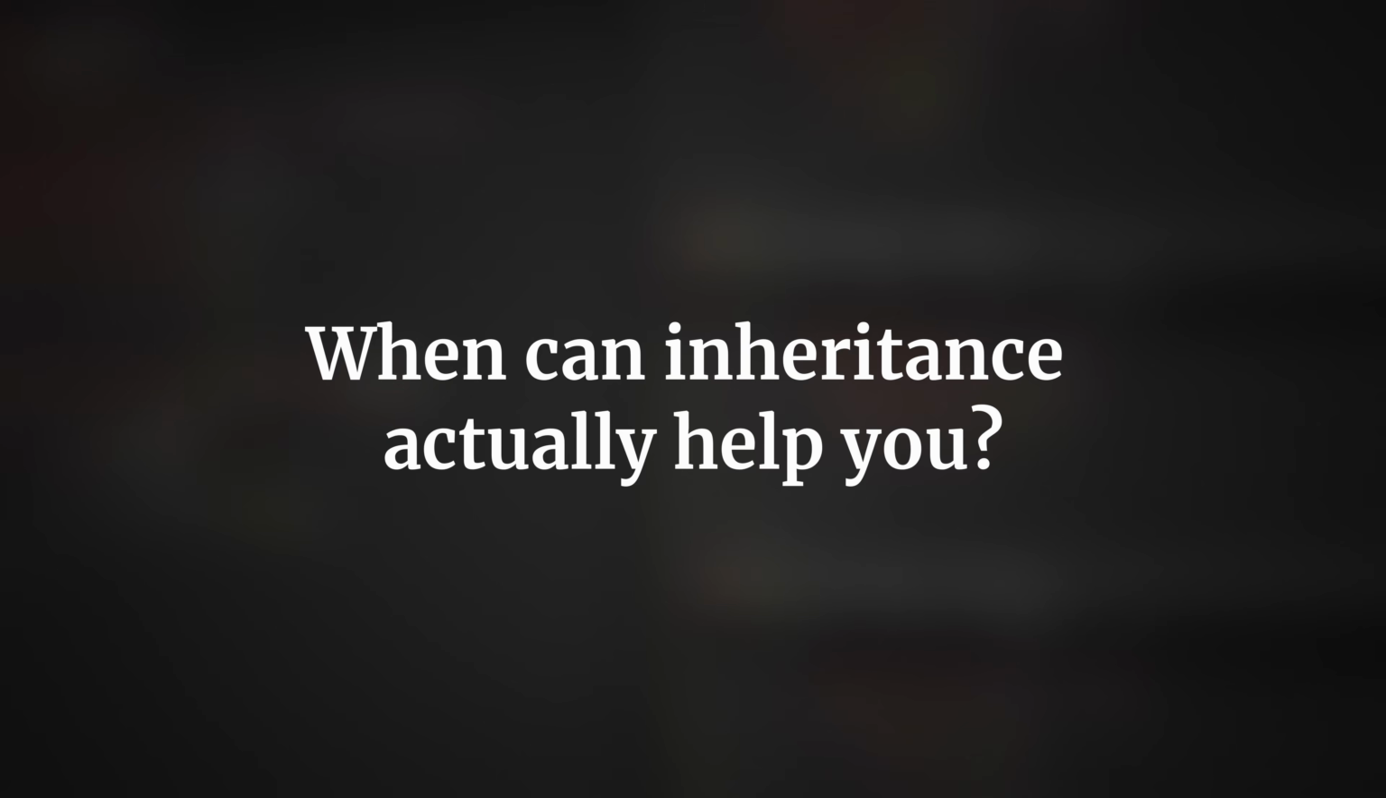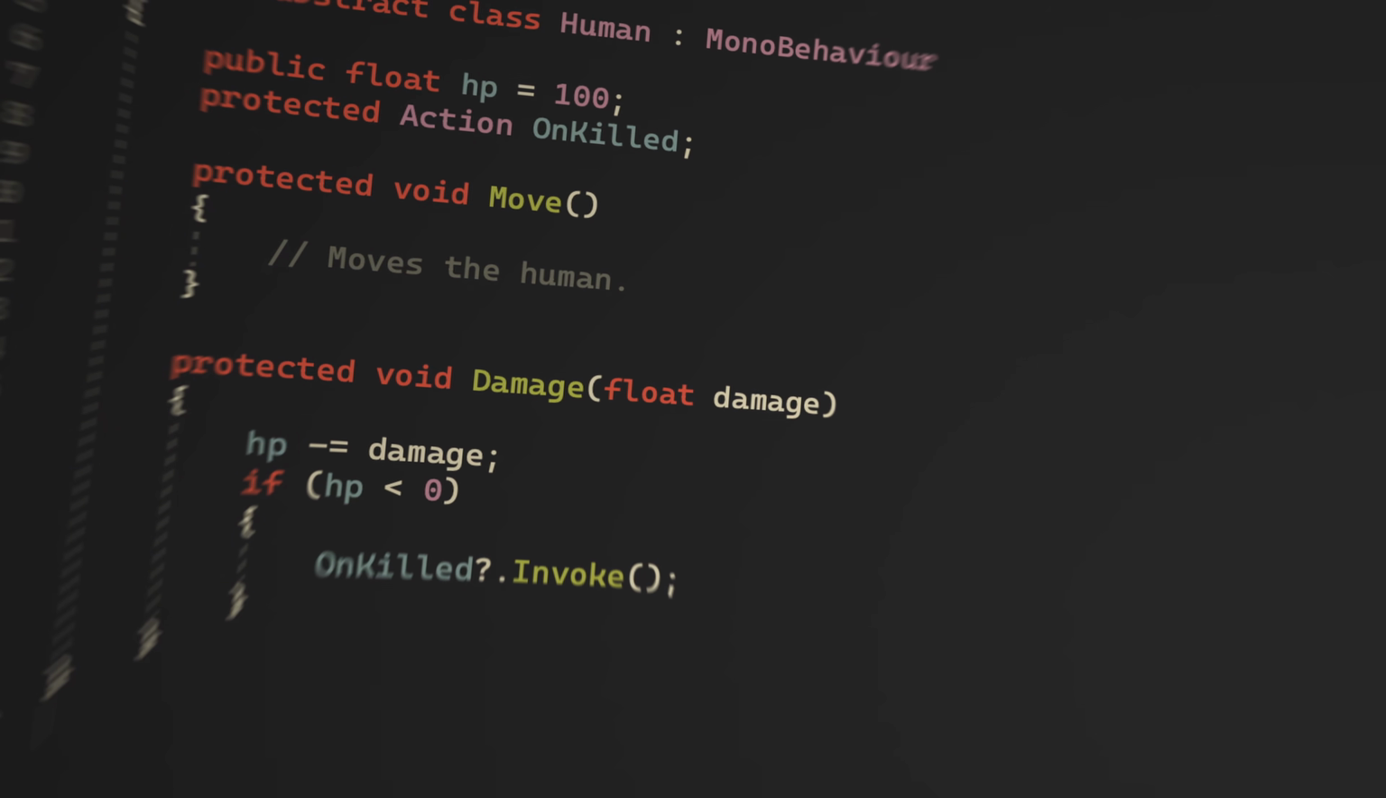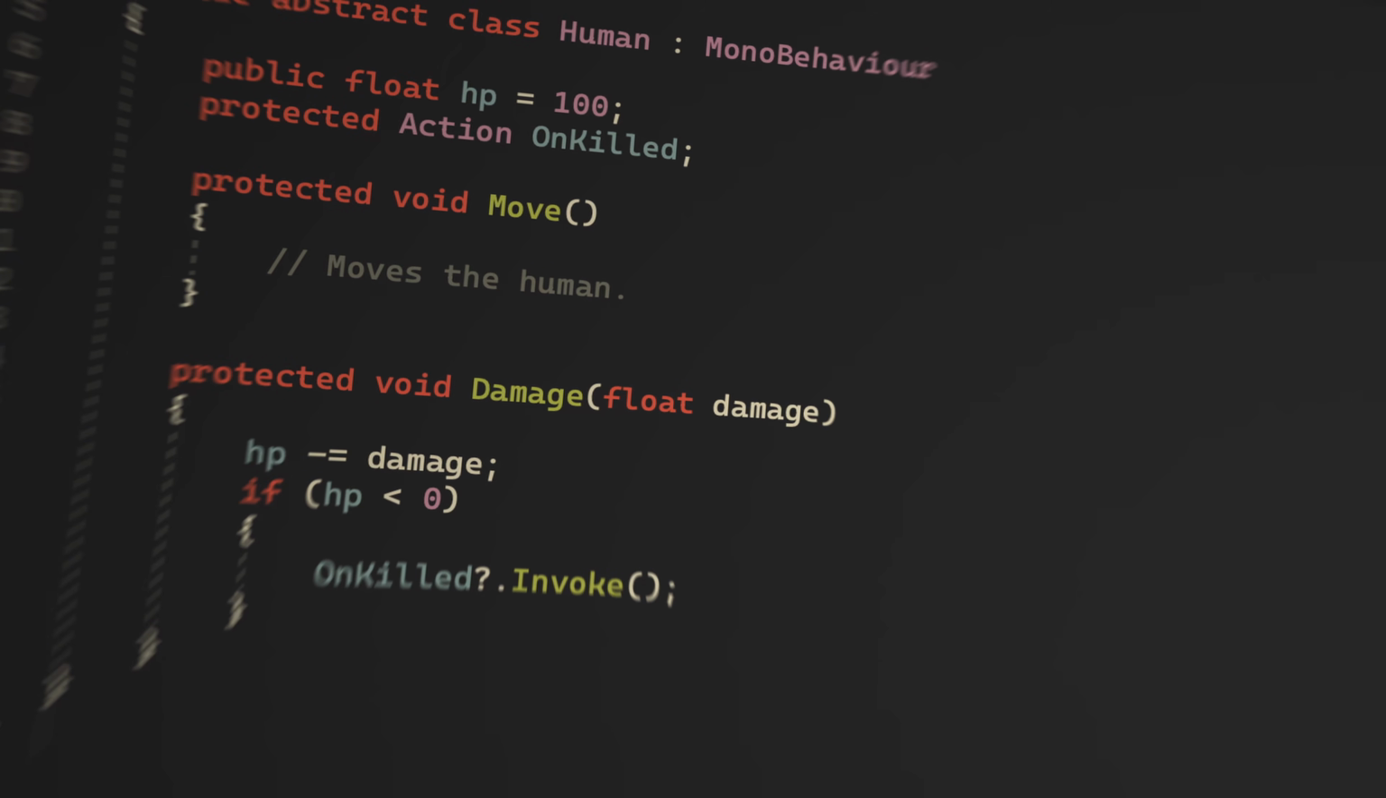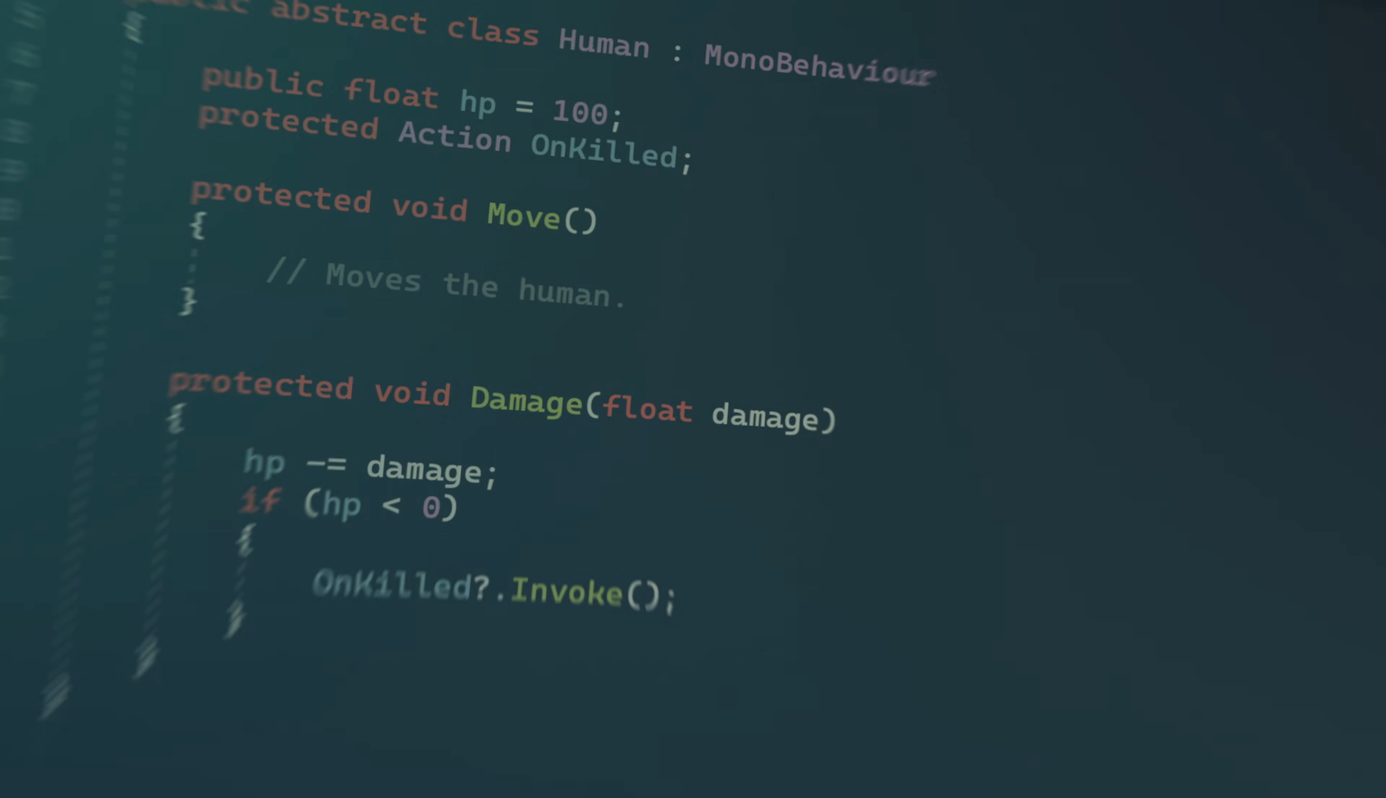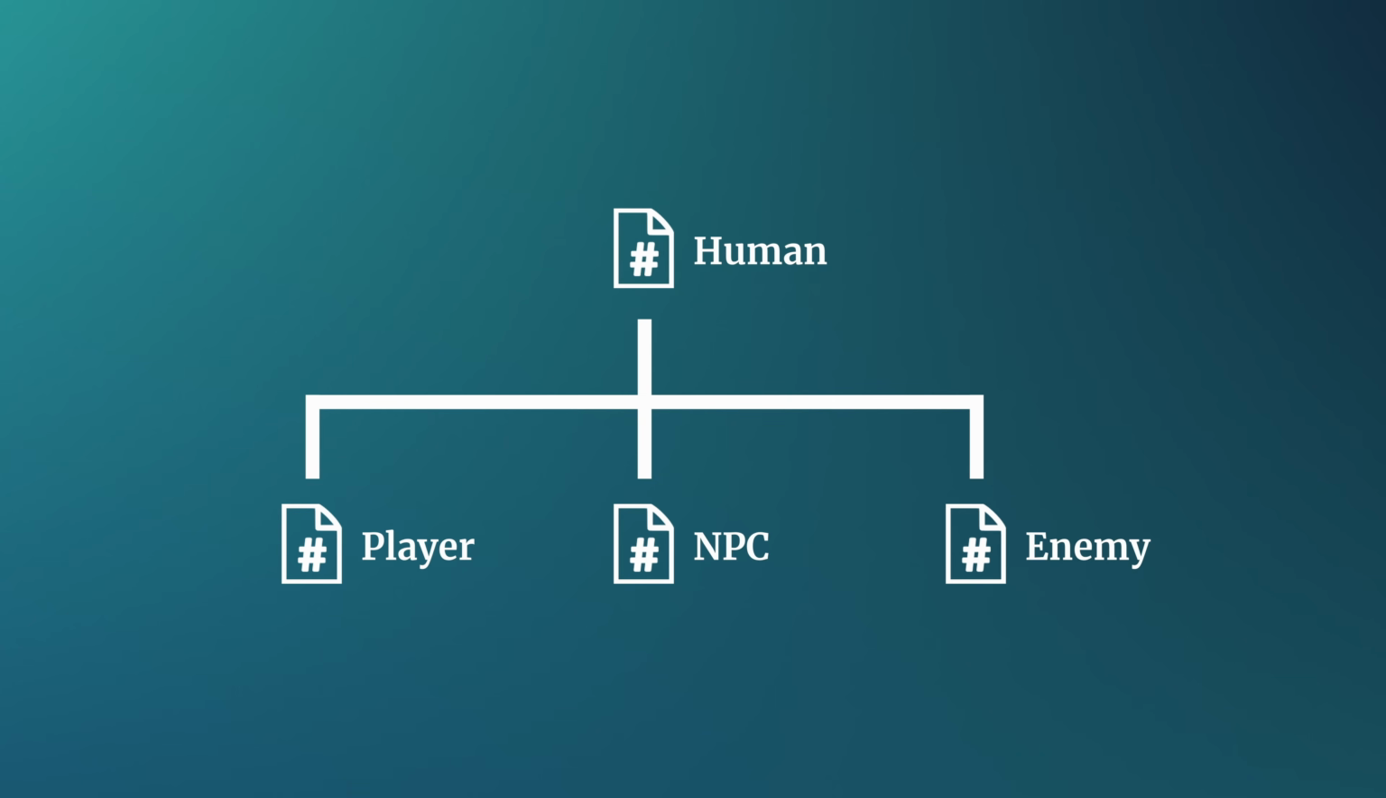So when can inheritance actually help you? Inheritance is generally pretty easy to use. What can be difficult is knowing when to use it. For example, the previous player, NPC, enemy example is useful in that it highlights the point of inheritance, but isn't necessarily an option you'd want to use, since depending on how you're structuring your game, you probably don't want to put all of an object's logic into one script.